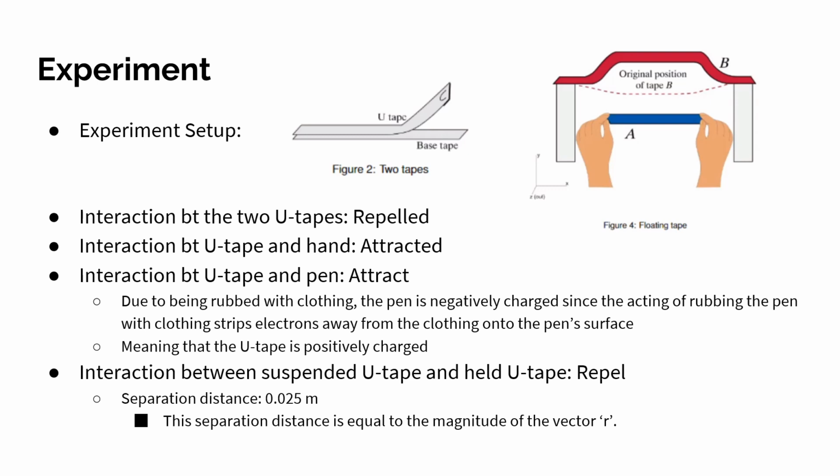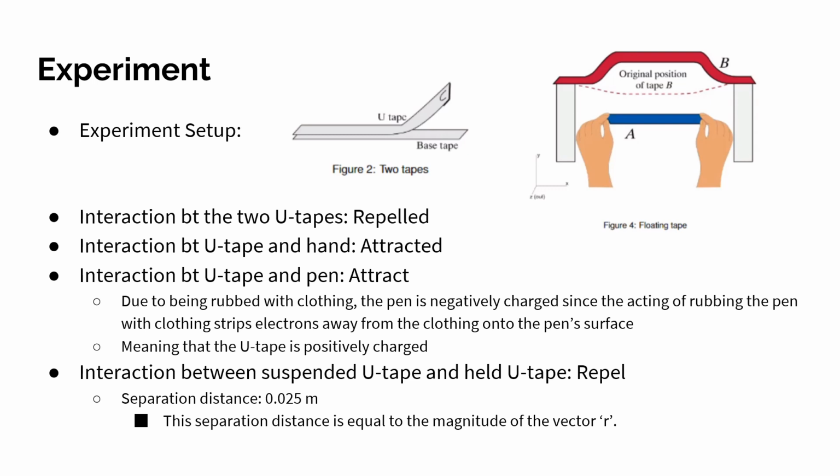This is because, due to being rubbed with cloth, the pen is negatively charged, since the act of rubbing the pen with a cloth strips electrons away from the clothing onto the pen surface. This means that the U-tape is positively charged, since it's attracted to the pen.